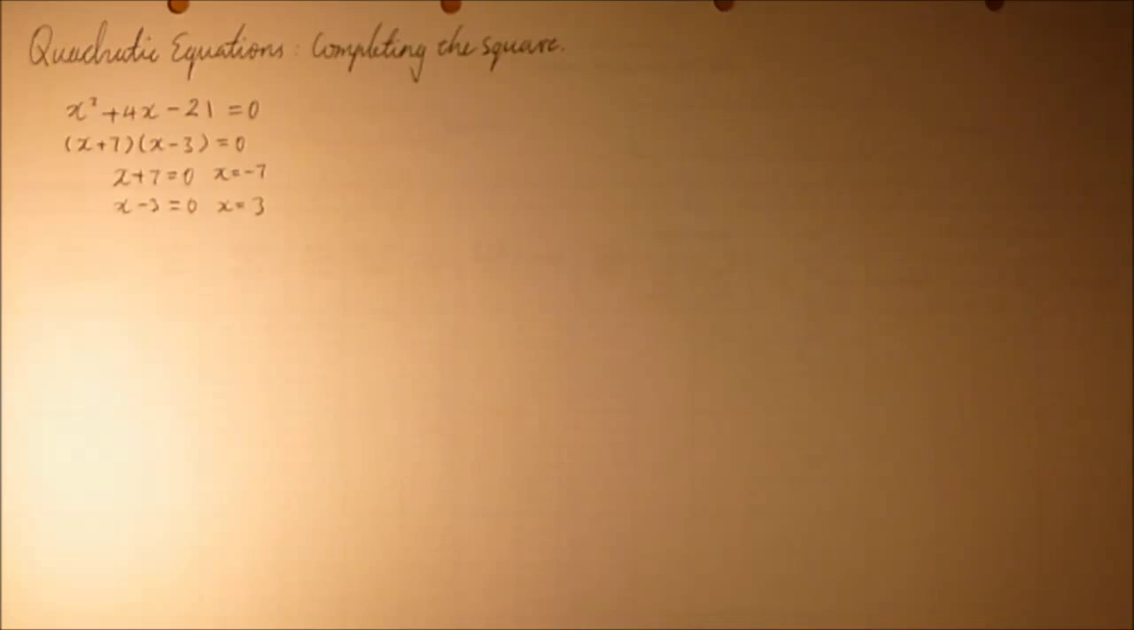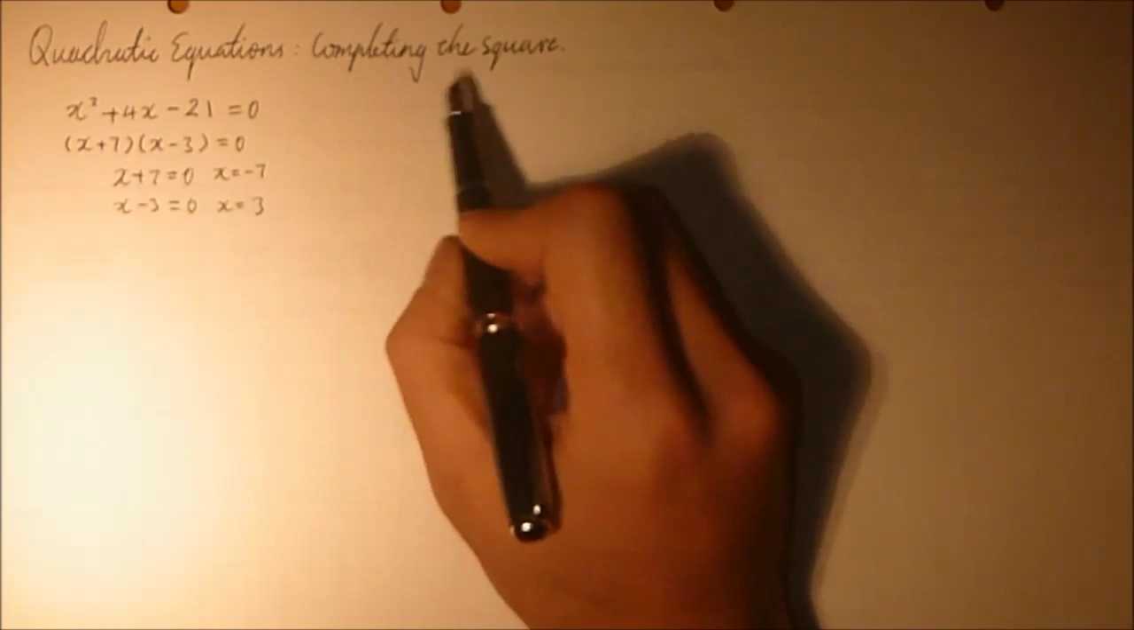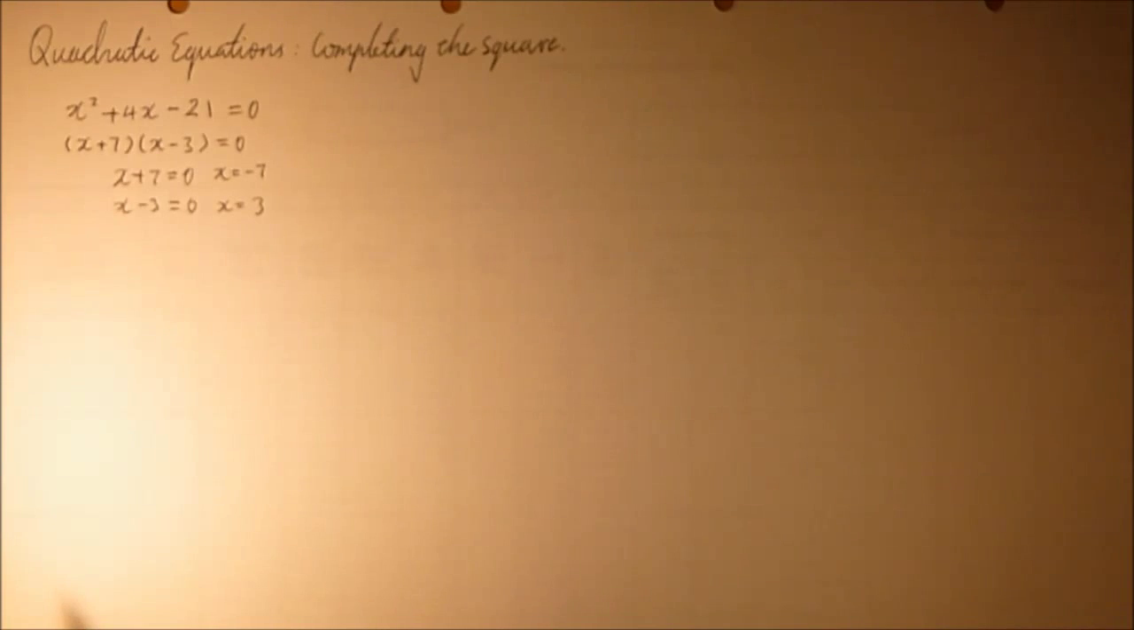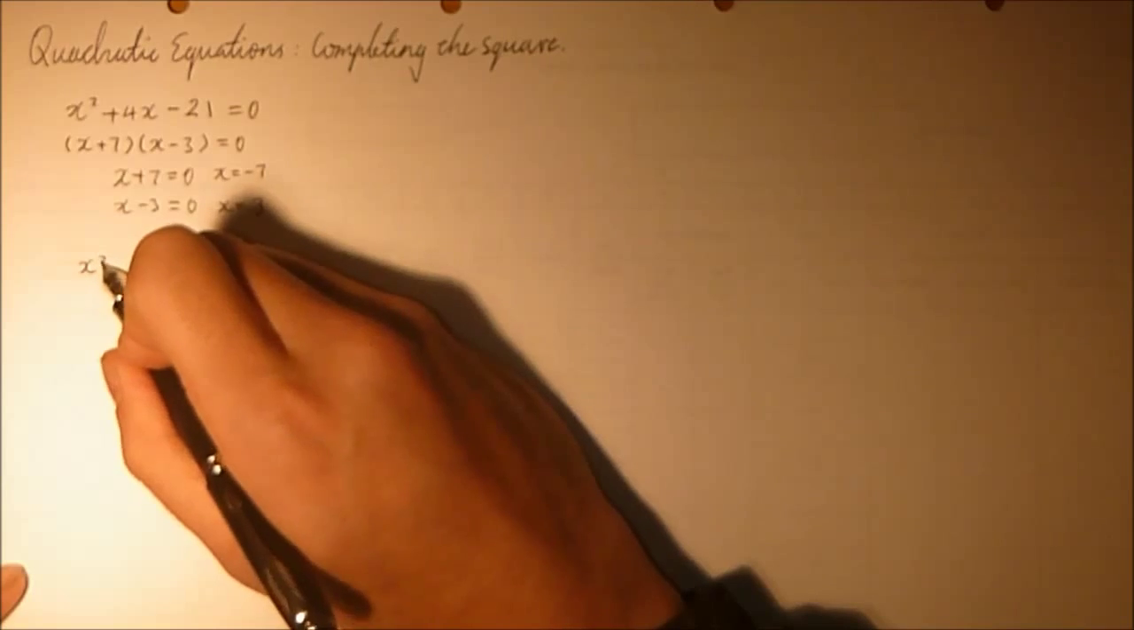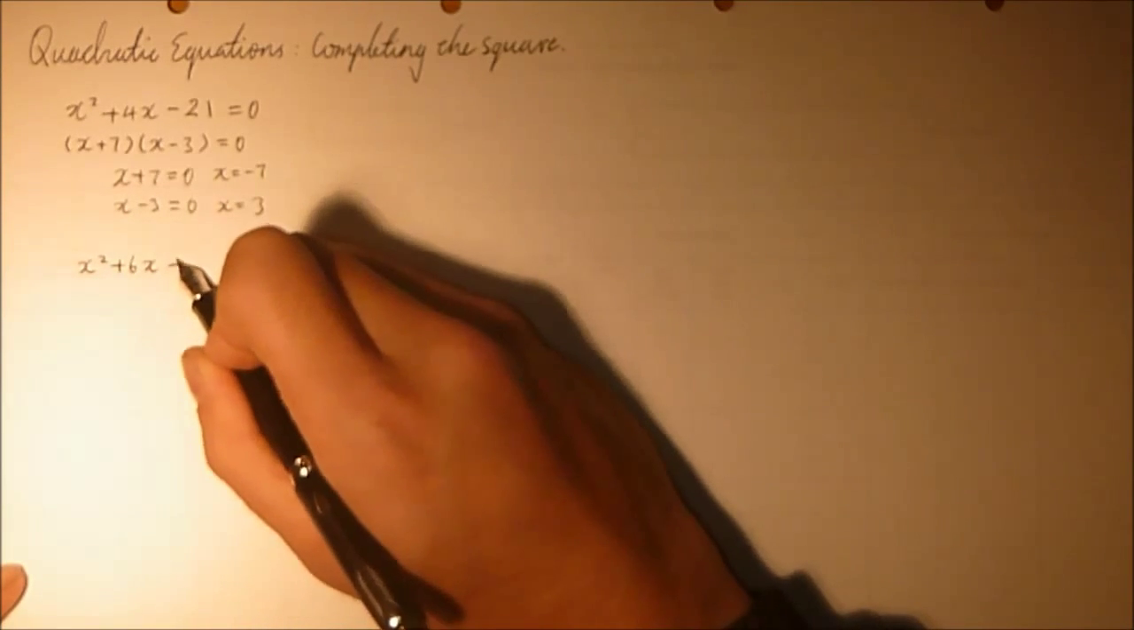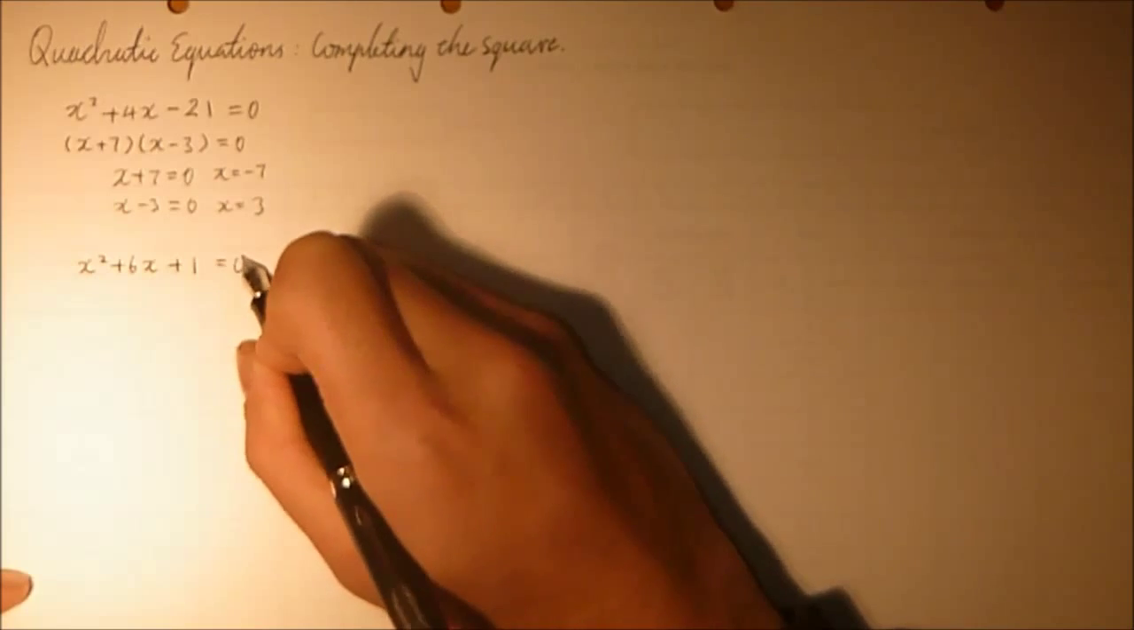However, there are some other quadratic equations that would resist factorization because their factors may not be nice clean whole numbers or even fractions. And that's when we have to use an alternate method called completing the square. So let's have a look at this example. We have x squared plus 6x plus 1 equals 0.